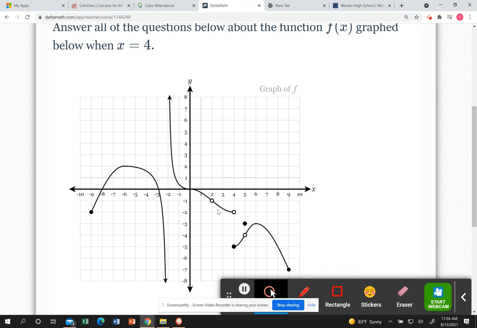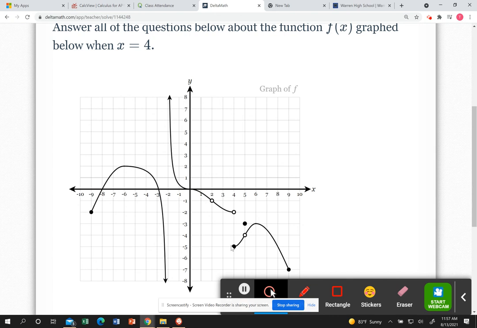If I'm approaching 4 from the left side, my y value will be close to which value? What do you think? This is your y value. As I get closer and closer to 4, what is your y value? Negative 2. So from the left side, we get negative 2. You see it? Okay, how many of you follow what I just said about this graph? Raise your hand, please. If you're not sure, ask your neighbor later on.